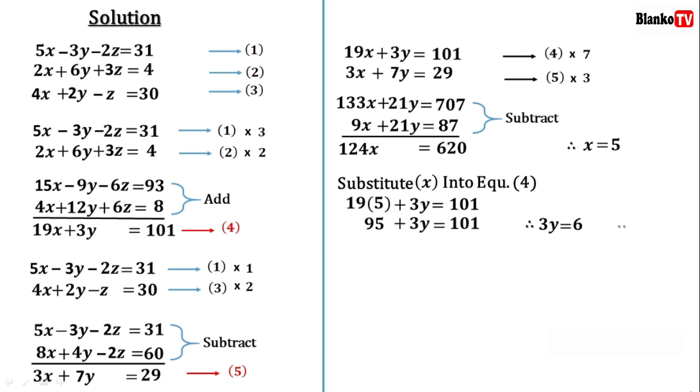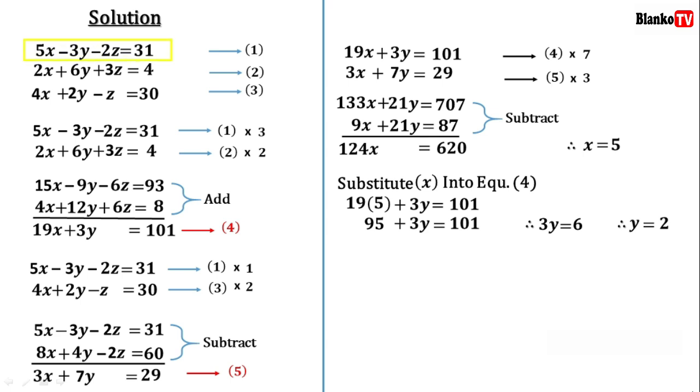So therefore, y is going to be 6 divided by 3, which is going to be 2. I hope you are following the steps. We take any of the original equations, that is equation 1, 2 and 3. We take any of the original equations, then we substitute the value of x and then the value of y, so that we can find z. I hope you are following it.